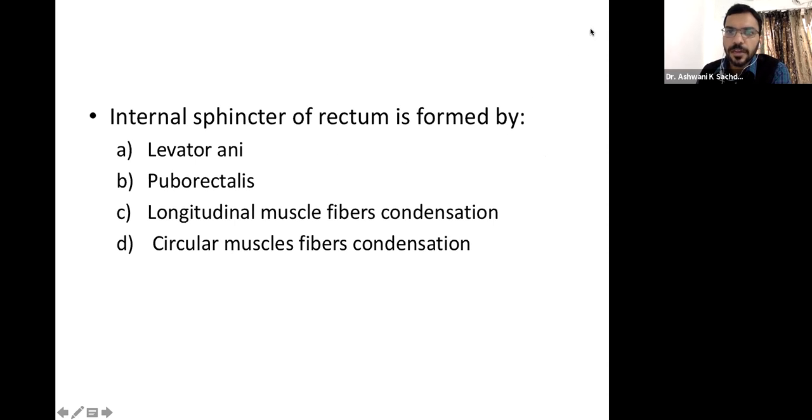So tell me, the question is: internal sphincter of the rectum is formed by levator ani muscle, puborectalis, longitudinal muscle fiber condensation, or circular muscle fiber condensation. Please answer in the comment box. Please put your options.